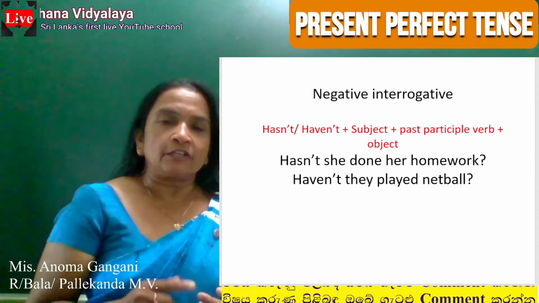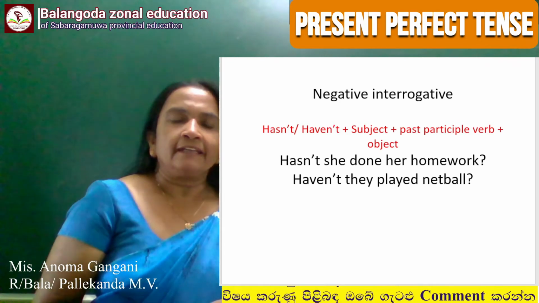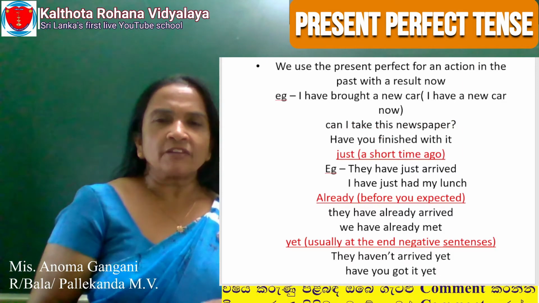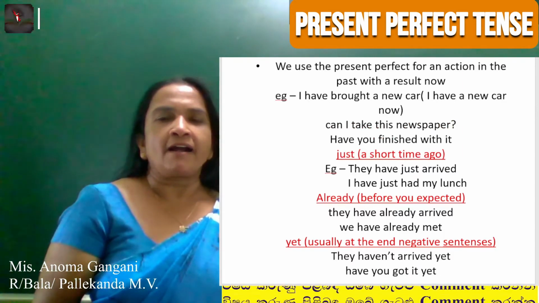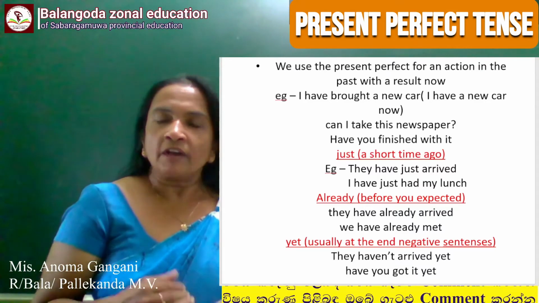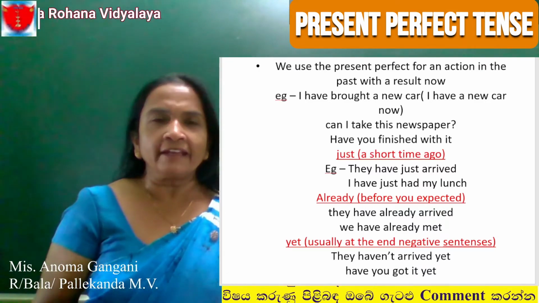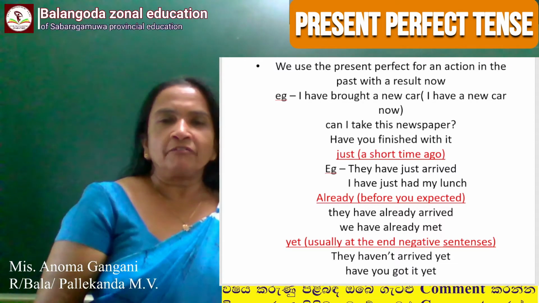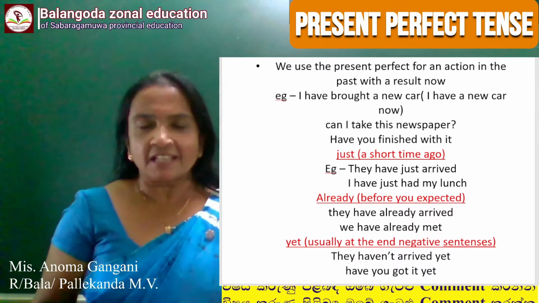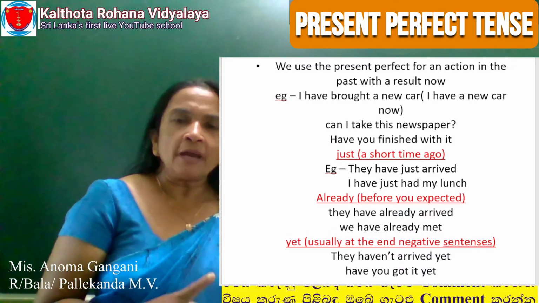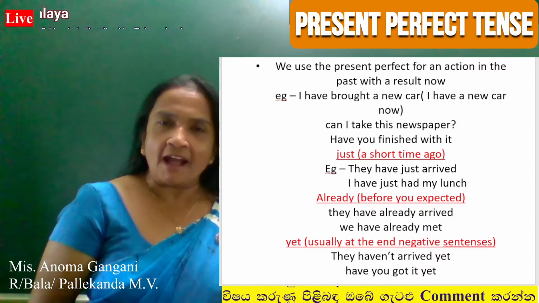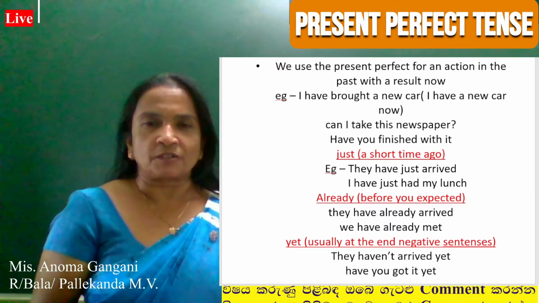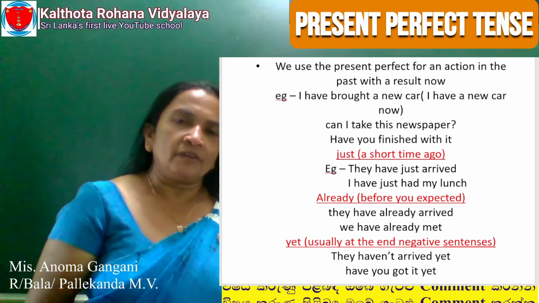Negative interrogative forms. Then, next, we use the present perfect tense for an action in the past with a result now. The action is in the past, but we are talking about the results now. Here is an example: I have bought a new car. Now I have a car. So I have a car now. Did you understand that one?